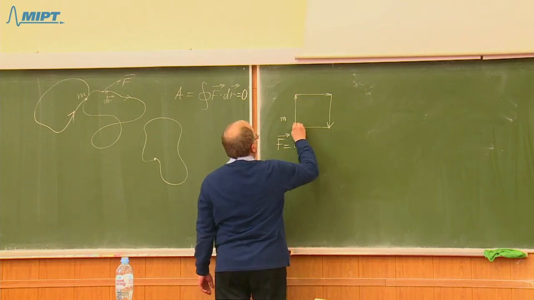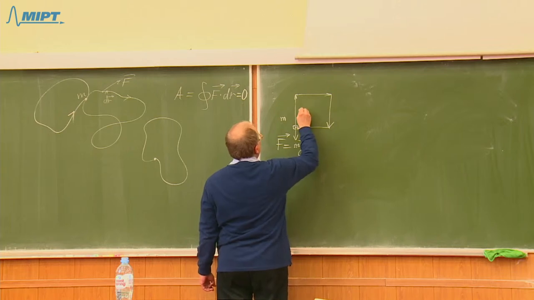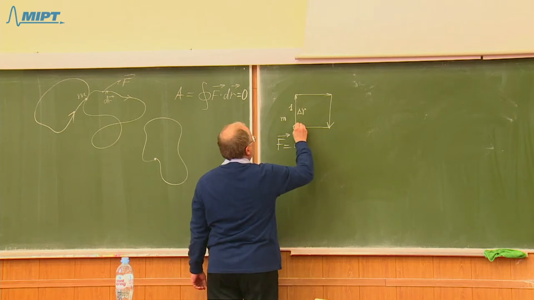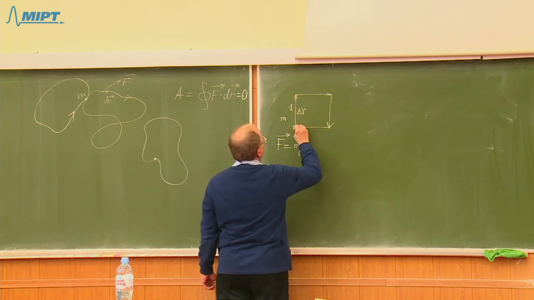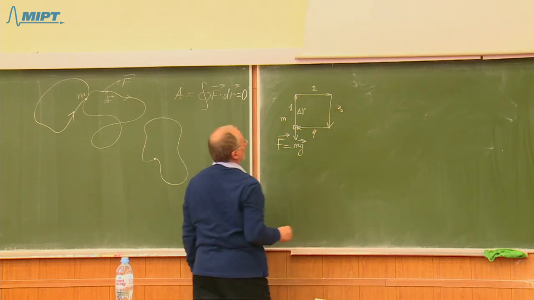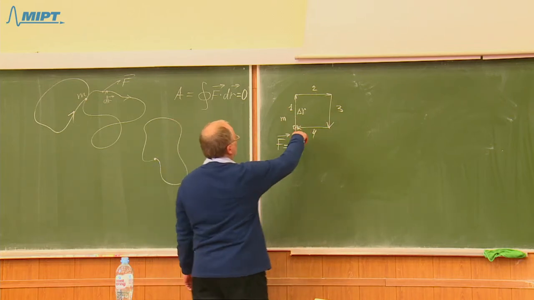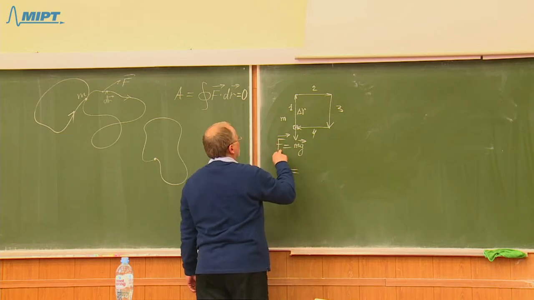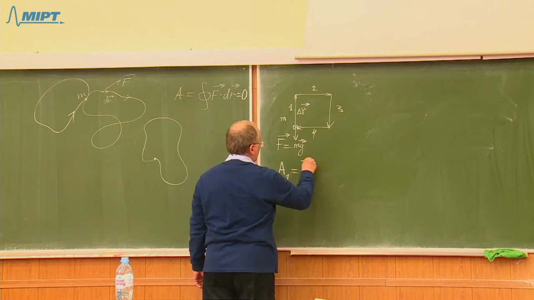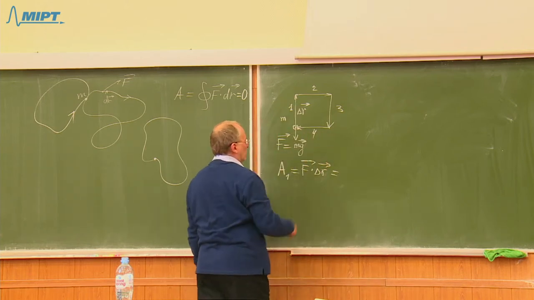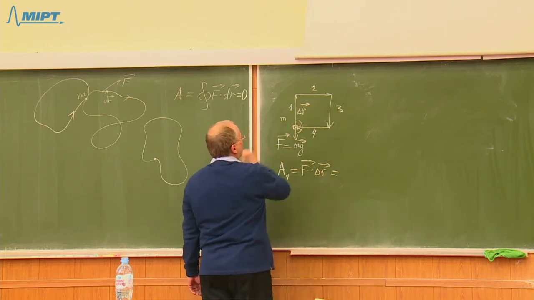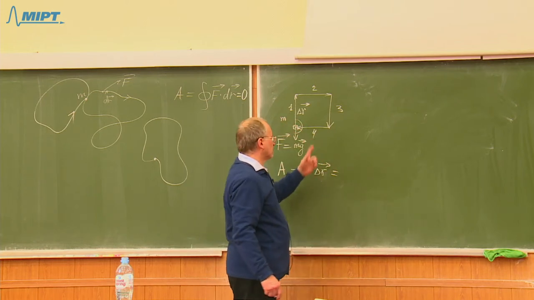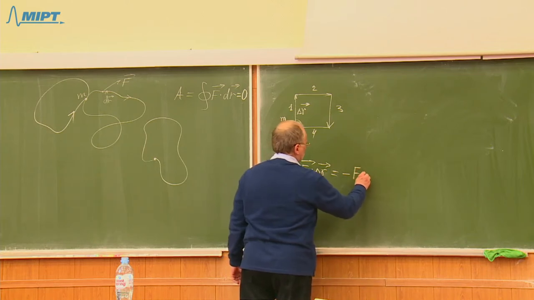So the displacement, let it be delta r, and on this first part of the trajectory, let's denote the first part and the second part and the third part and the fourth part, the four sides of this rectangular path. And on the first part, the work will be equal to the scalar product of F times delta R. F is directed downward and delta R is directed upward, so the angle between the displacement delta R and the force will be 180 degrees, and the cosine of 180 degrees will be minus 1. So the work will be equal to minus F delta R.